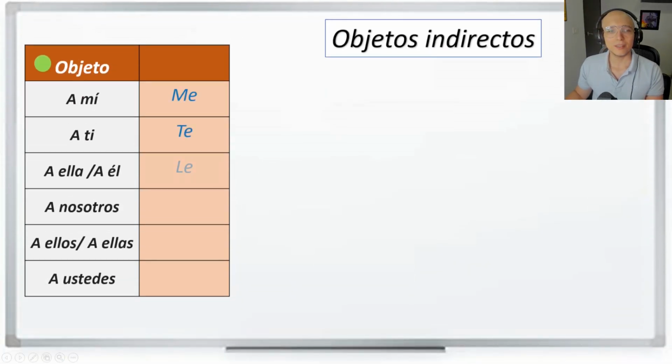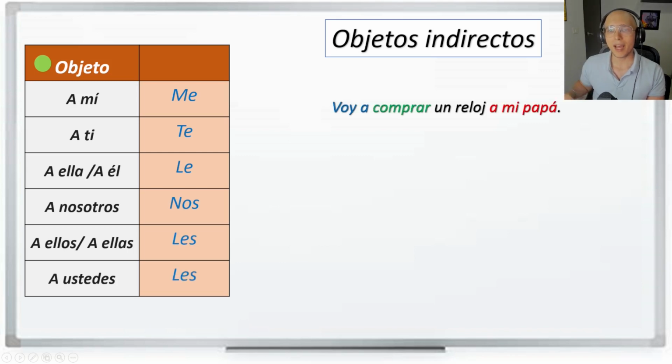Now, let's continue in these ones. And we'll have, voy a comprar un reloj a mi papá. Now we have two verbs, right? Like in the previous video. But it's exactly the same rule. Let's do it. So, a mi papá is a singular masculine noun.